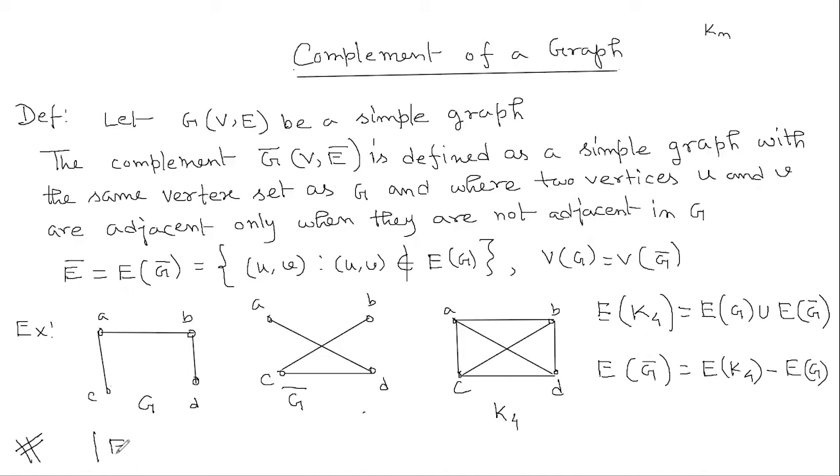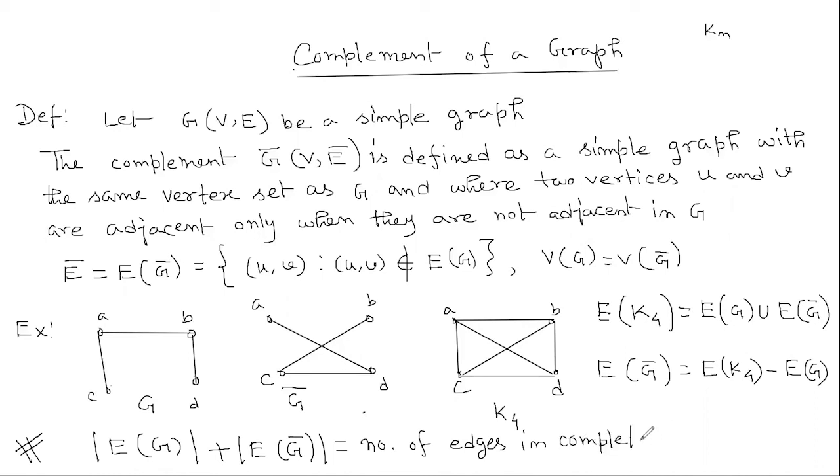So the number of edges in G plus number of edges in G bar is equal to the number of edges in complete graph with the same number of vertices as G.